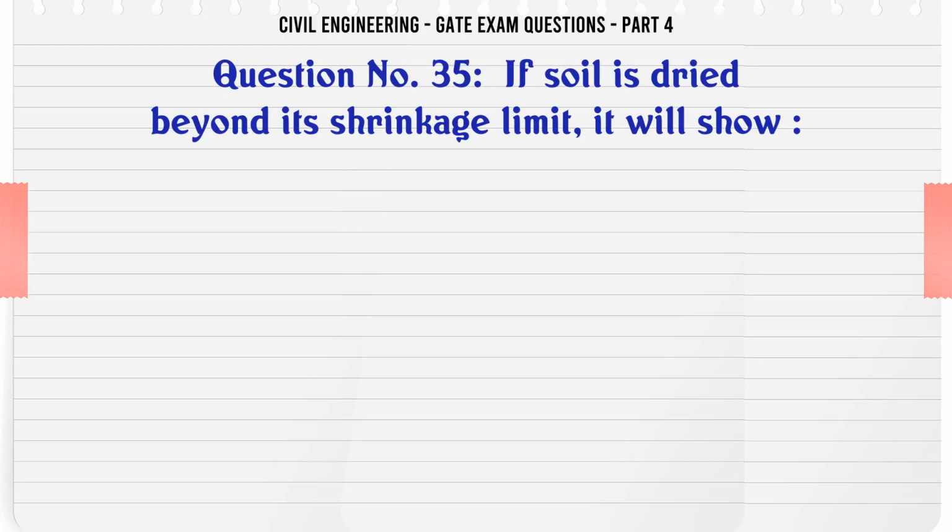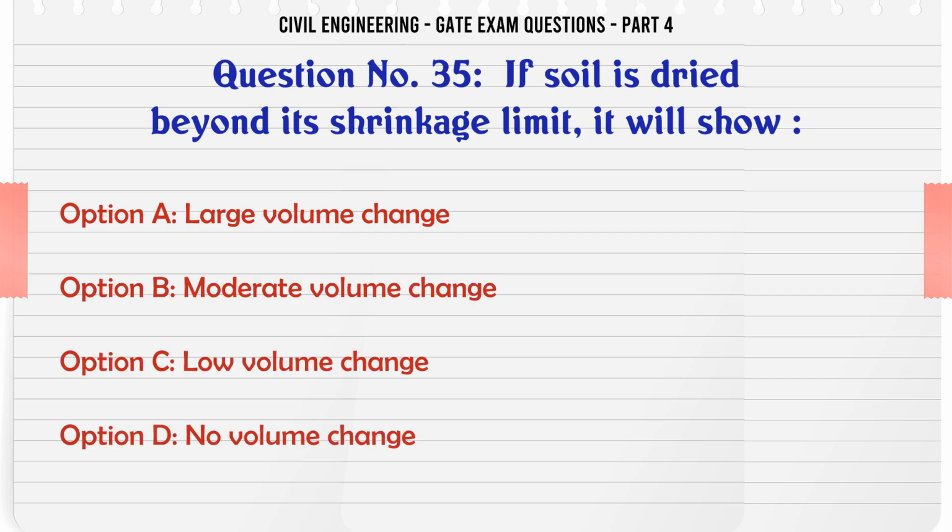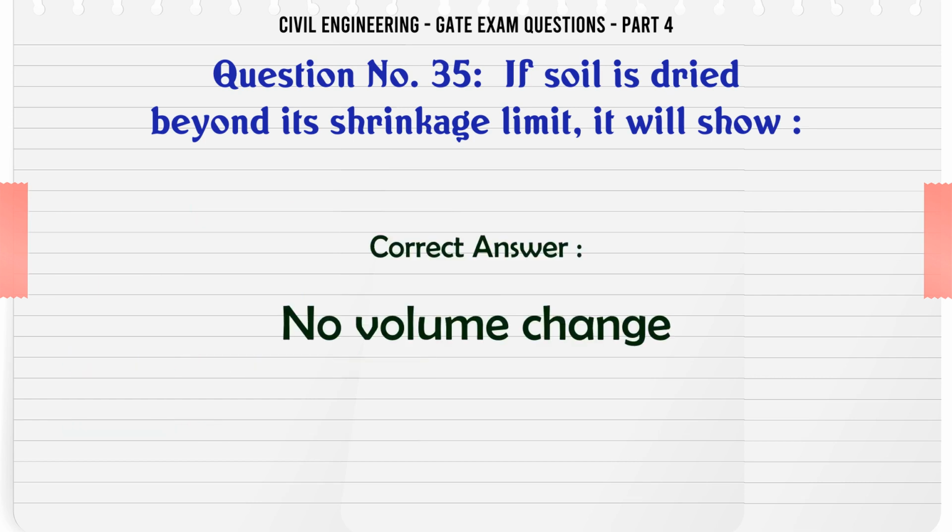If soil is dried beyond its shrinkage limit, it will show: A. large volume change, B. moderate volume change, C. low volume change, D. no volume change. The correct answer is no volume change.